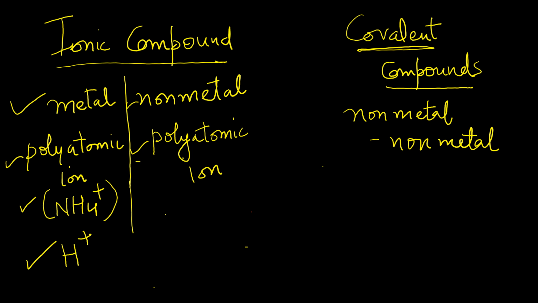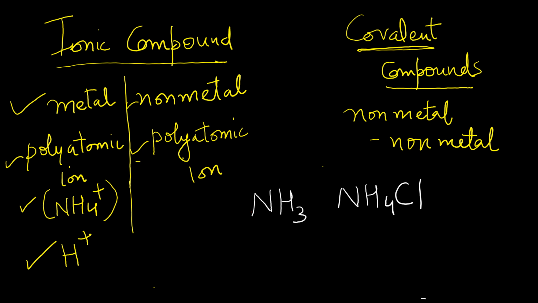Let's practice a little bit of that. How about, as we already did, NH3 and NH4Cl. Could you identify which one of these is ionic and which one is covalent, or maybe both of them are the same? Try it out.